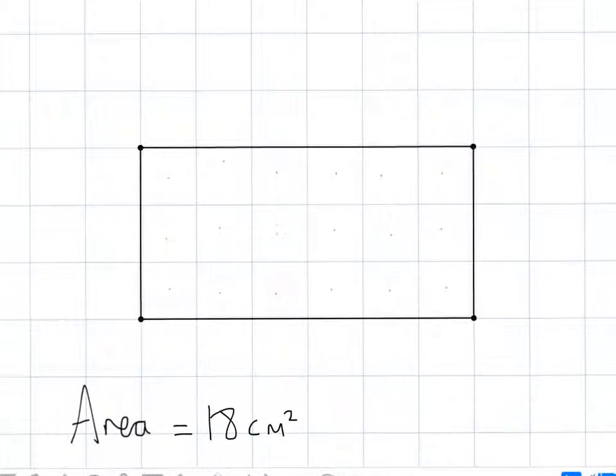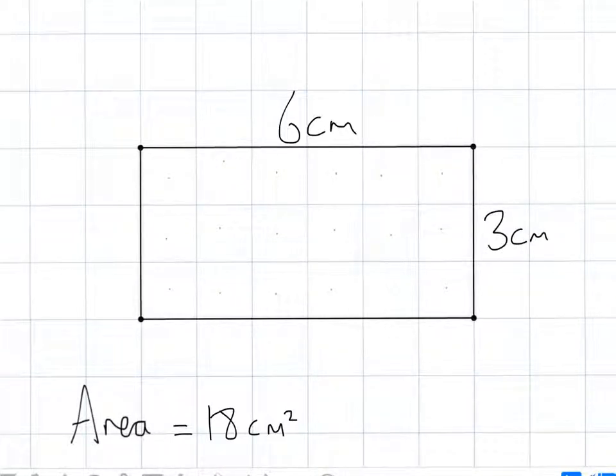Now counting the squares is fine at this stage, but very quickly you'll find it a very boring task if you've got a lot of squares to count. So a quicker way to work out the area is doing two things. First of all, finding the length. In this case we've got a length of 6 centimetres and the width, which is 3 centimetres.